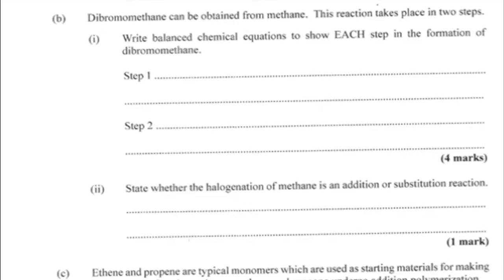We're at part B of number 5, organic chemistry section, and we're just going to take our time. Dibromomethane. Keyword here: di means two, bromo, bromine, and then methane. Dibromomethane can be obtained from methane. This reaction takes place in 2 steps. Write balanced chemical equations to show each step in the formation of dibromomethane.